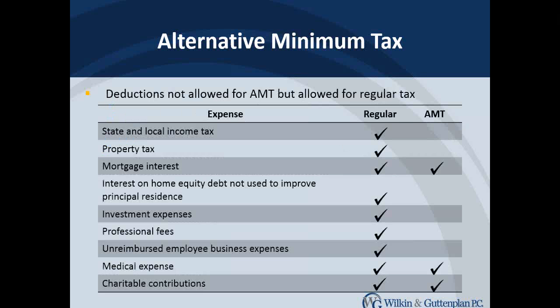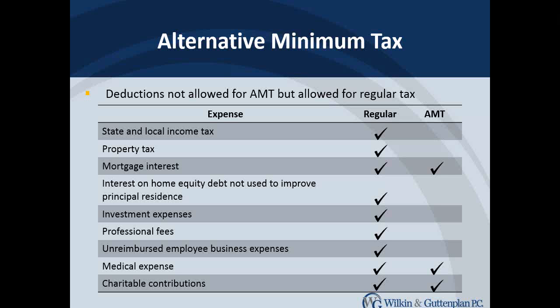The other side is we have deductions that are completely disallowed for AMT purposes. And you'll see this chart up on the screen. There are all of these itemized deductions. We're going to go into most of these in detail as we continue through the presentation, but they're all allowed for regular tax purposes, but many are completely disallowed for alternative minimum tax purposes.